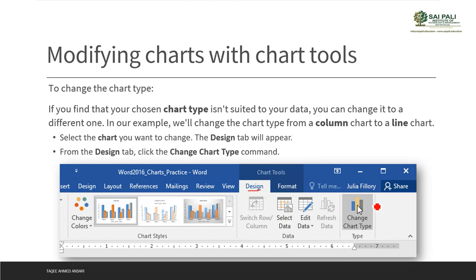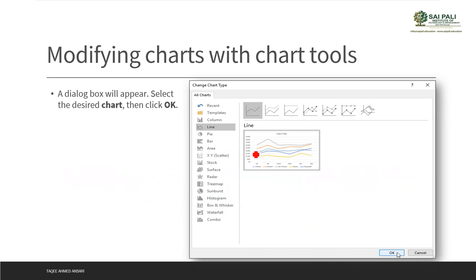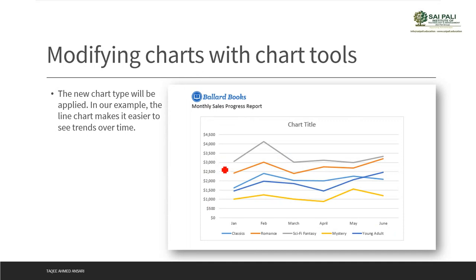From there you can click the change chart type command, and when you select that, the dialog box will appear again. From that list of chart types, you can choose any chart which you want, and then press OK. Now when you press OK, the chart will be changed and it will appear in your document.